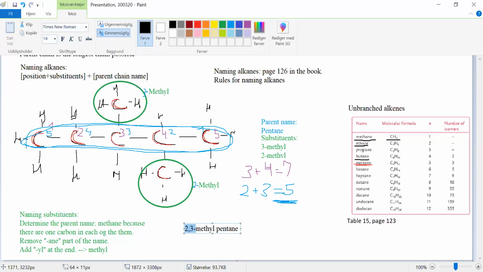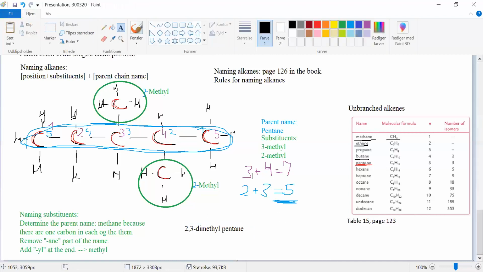And then point 6, the last one, if there is more than one side chain of the same numbered carbon, indicate using a prefix. So a prefix is either di or tri or tetra and so on. So because we have 2 methyl substituents, we're going to name it dimethyl substituents. So the name for this structure that I've drawn here is 2,3-dimethylpentane. That's the name for this molecule.